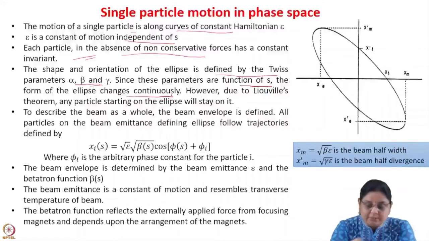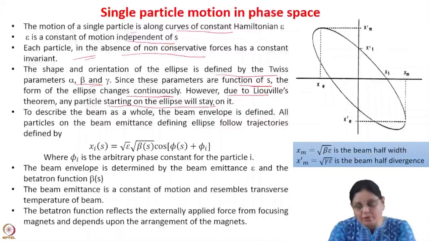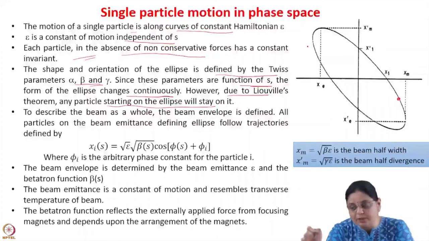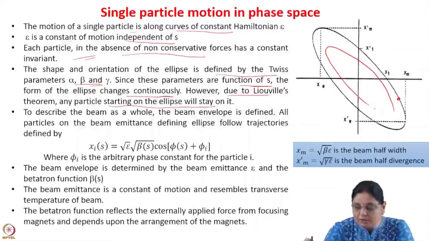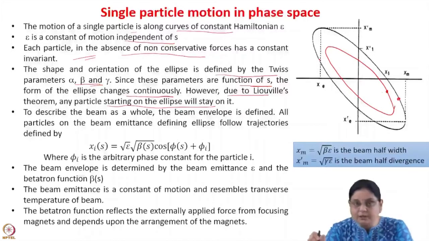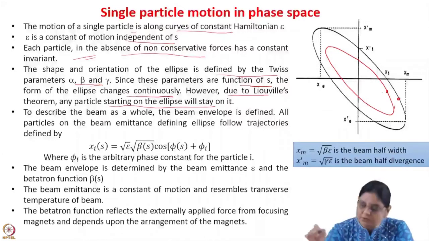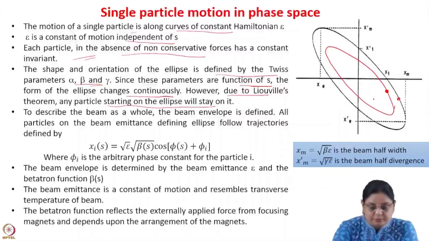changes continuously. However, due to Liouville's theorem, any particle starting on the ellipse will stay on it. So if there is a particle on this ellipse, it will remain on this ellipse only. Let's say we have another particle on another ellipse, so it will remain on that only, because you know that in phase space, trajectories cannot cross. So due to Liouville's theorem, any particle starting on the ellipse will stay on the same ellipse.